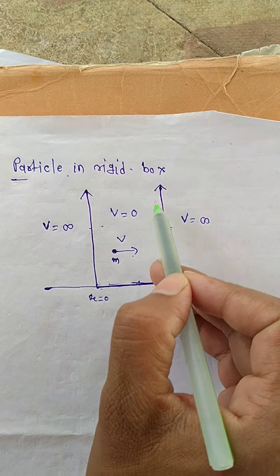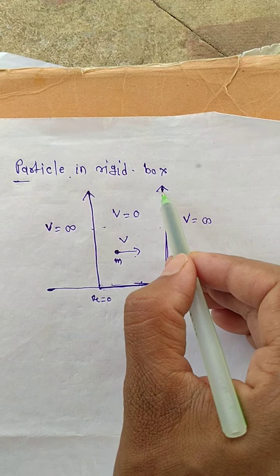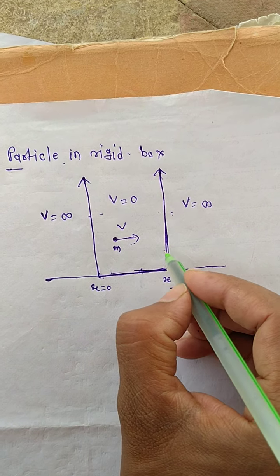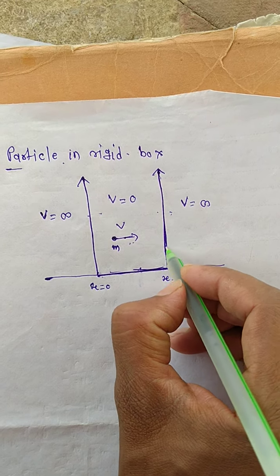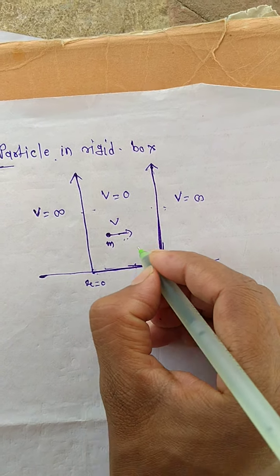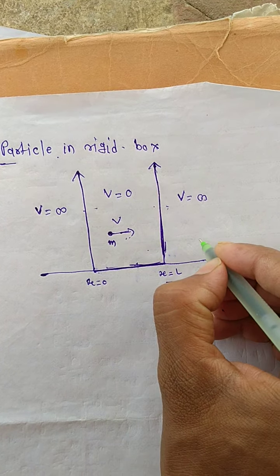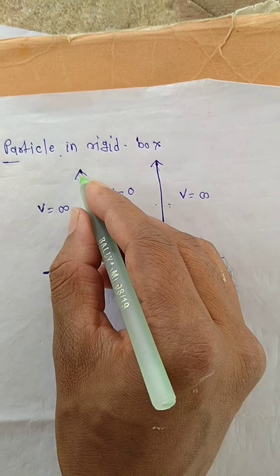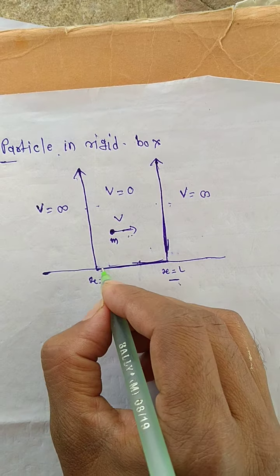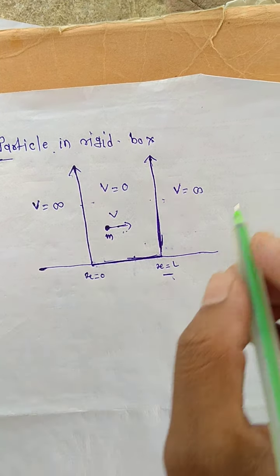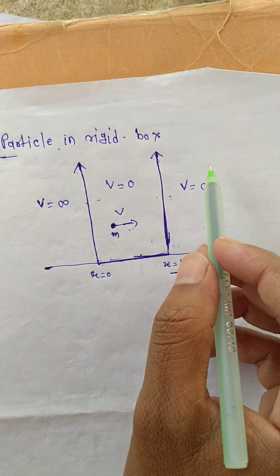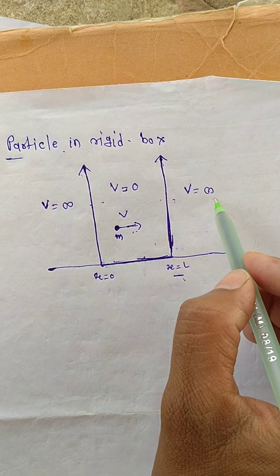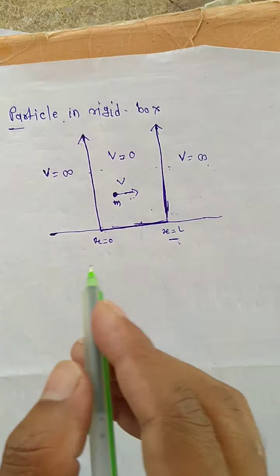Particle in rigid box. Rigid in the sense boundary is rigid. The particle cannot move from the rigid box to the outside area. The width of the box is L, potential is 0 in the box, and potential is infinite outside the box.